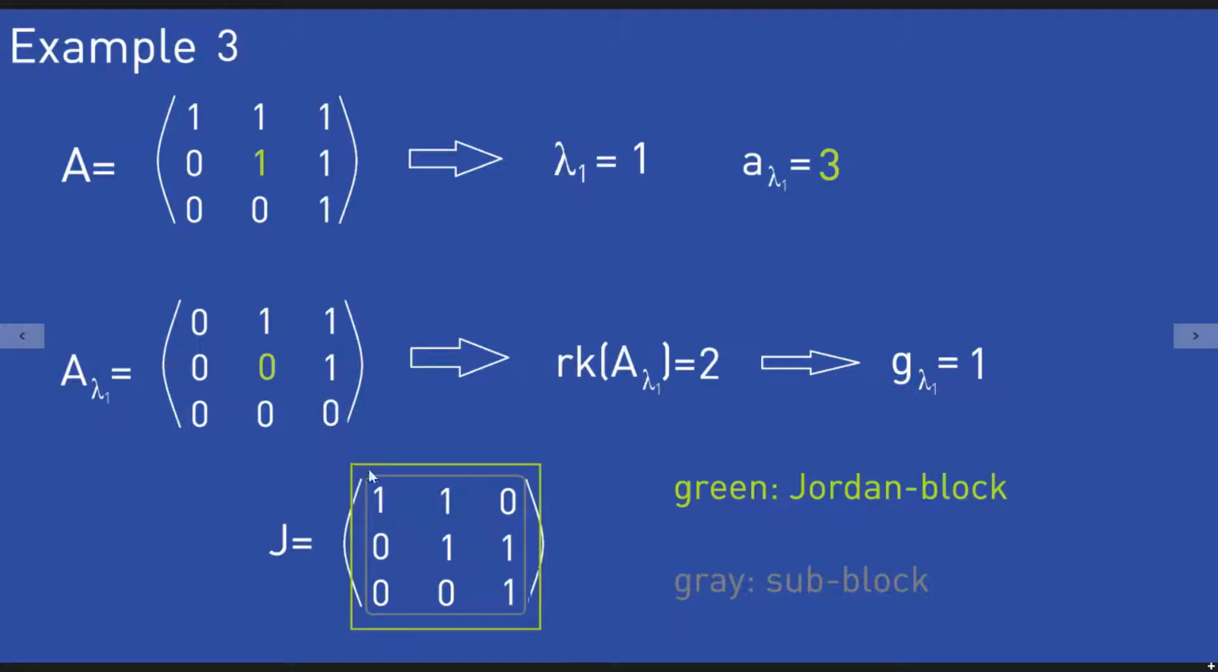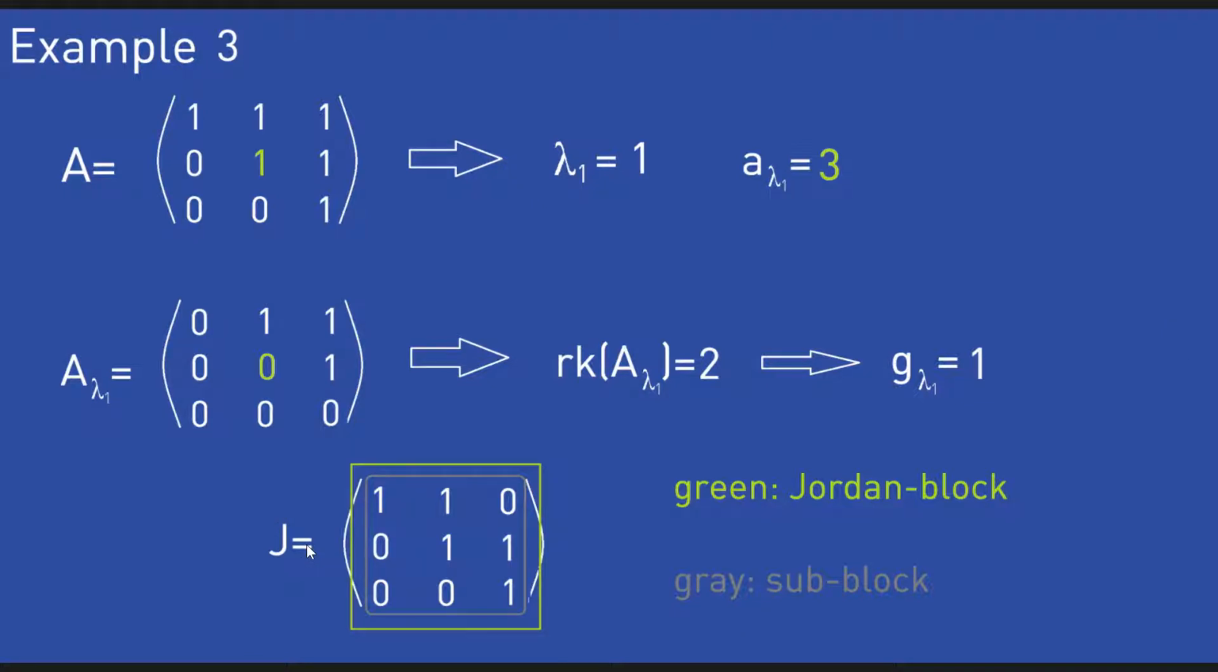So we have one green Jordan block here of length 3, because the algebraic multiplicity of lambda 1 is 3, and inside of this green Jordan block is one Jordan sub-block, because the geometric multiplicity of lambda 1 is 1. So the Jordan normal form looks like this here.